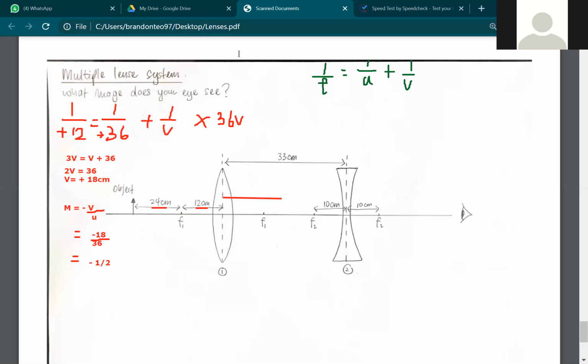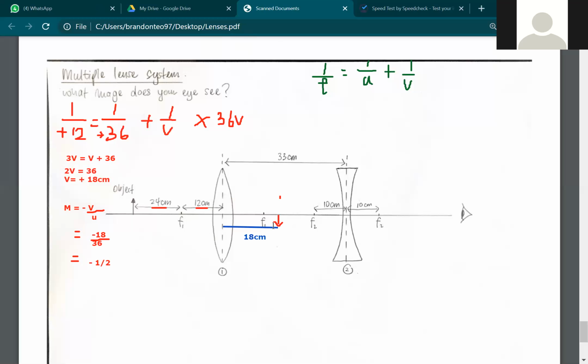Now let's draw it. It is somewhere here, half the size, so I'm going to draw smaller. Somewhere like this, half the size. This is my image. Now I have to make sure that the distance from here to the center here is 18 cm, because v is positive 18. So it forms on the right side.